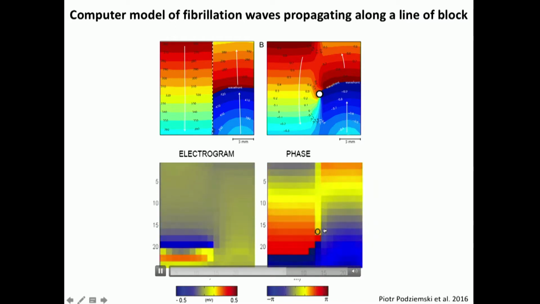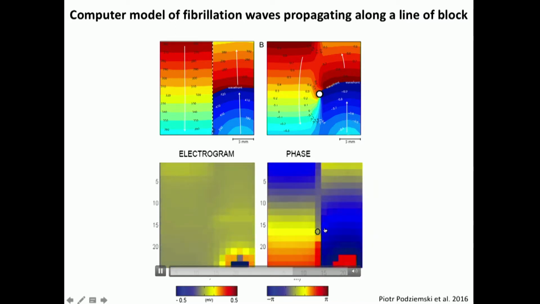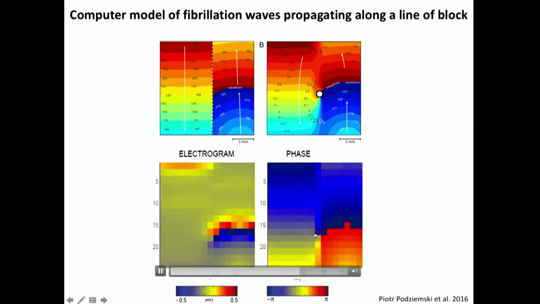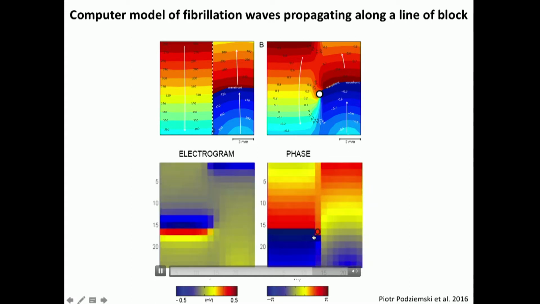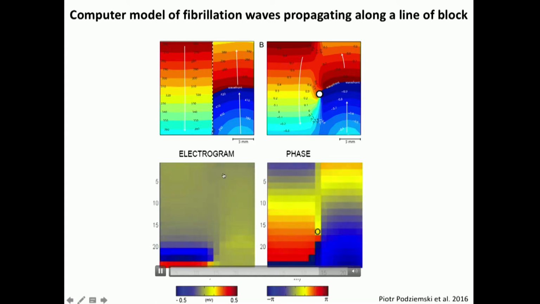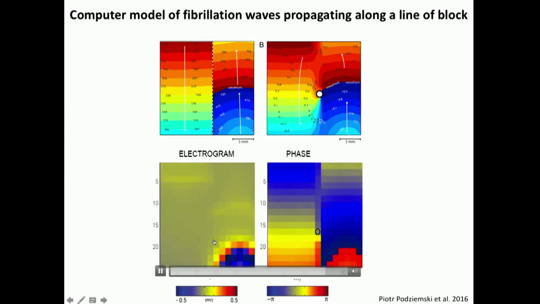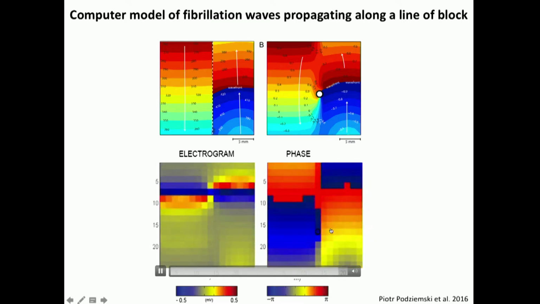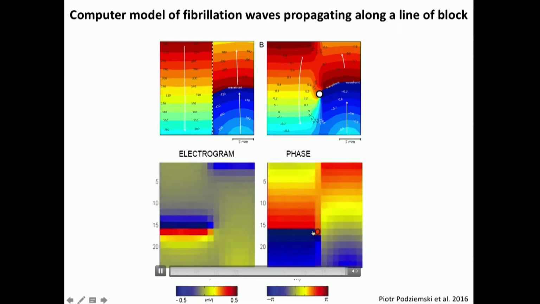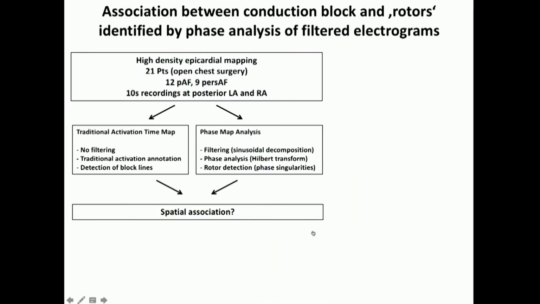Look at this here. This is the movie. And this circle here means that in this point, during this time, the criterion of a phase singularity is actually met. So although we know exactly what the actual conduction pattern looks like, a line of block, two independent waves, the computer algorithm clearly tells us there is a rotating wave.